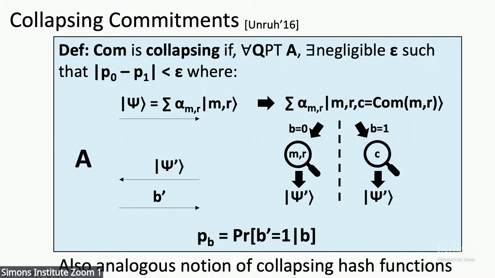I might go back and forth in language between talking about commitments and talking about hash functions. There's basically an identical game for upgrading collision resistance of hash functions to a collapsing hash function, and collapsing hash functions give collapsing commitments. So they're very similar, and I might go back and forth.